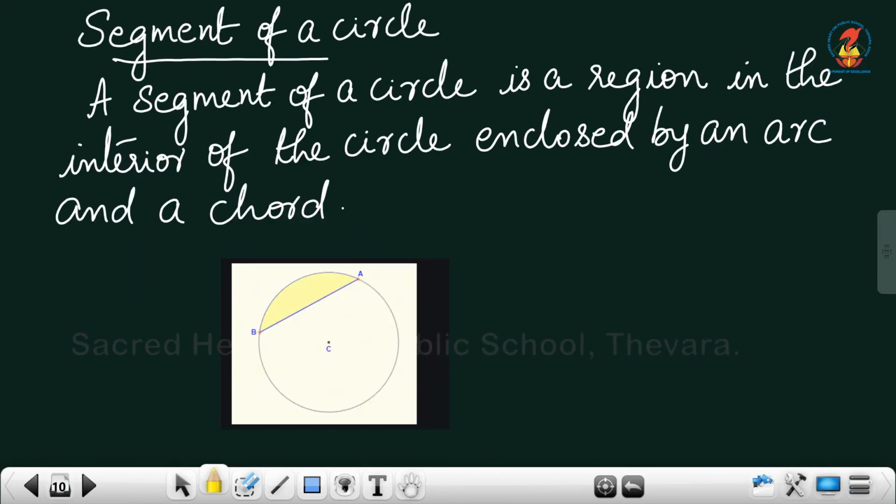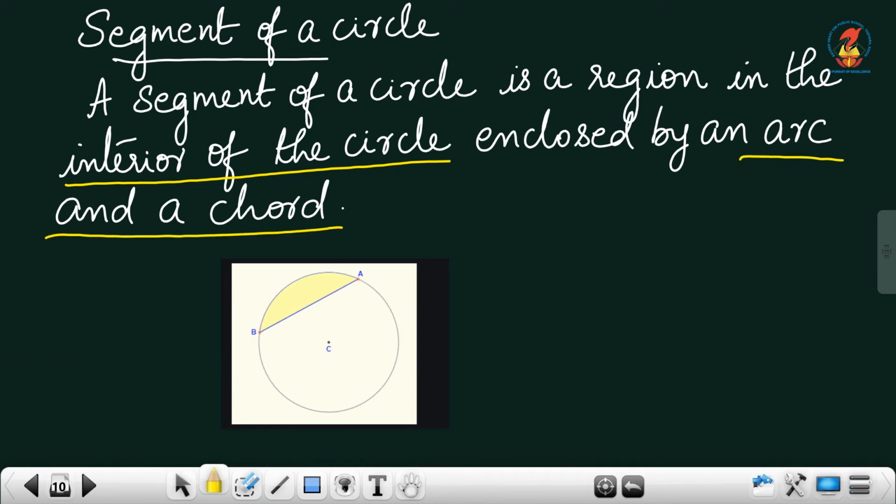I hope it's clear. Now, the next topic is segment. What do you mean by segment? A segment of a circle is a region in the interior of a circle. Interior means what? Inside. Enclosed by an arc and a chord. Now, look at this figure, children. Enclosed by an arc and a chord. You can see one arc here, is it? And one chord also. And this shaded portion, listen children, this shaded portion is known as segment.